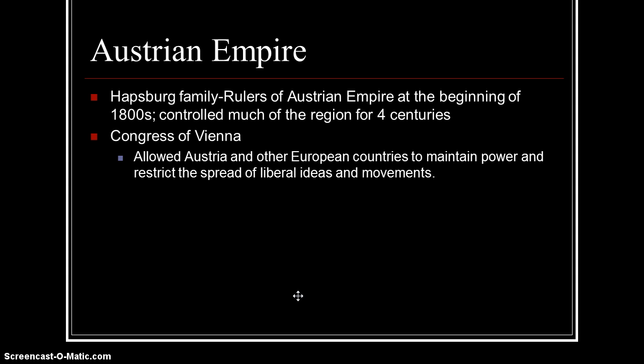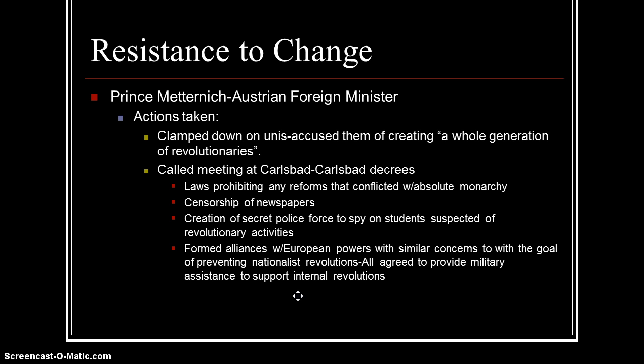Now, the Congress of Vienna allowed Austria and other European countries to maintain power and restrict the spread of liberal ideas and movements, even though at the time France was moving to a liberal state, as we know. The resistance to change. So Prince Metternich, who was the Austrian foreign minister, took some actions to resist change. He clamped down on universities and accused them of creating a whole new generation of revolutionaries, because we know that the idea was very scary to the Austrian Empire, because they saw what happened in France when King Louis was killed.